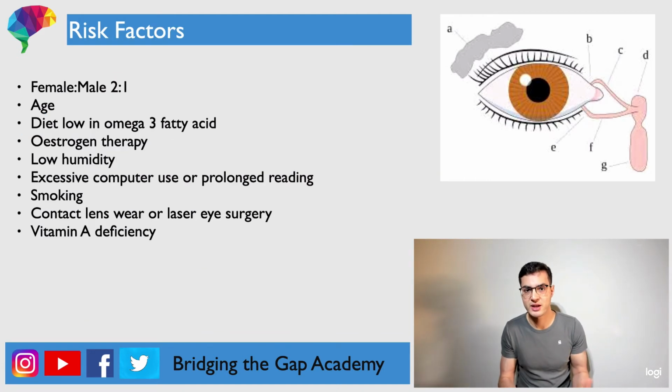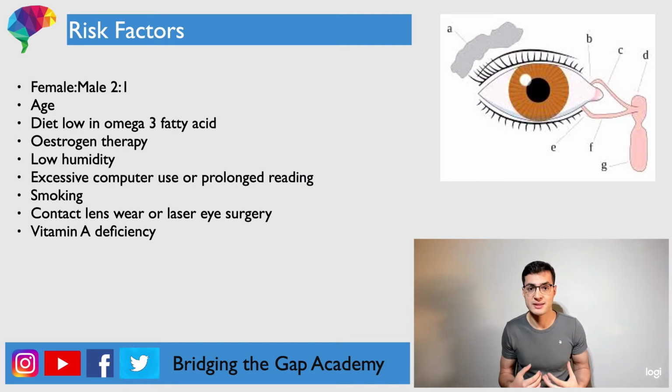What are some risk factors and what are things that we can control? Unfortunately, if you're a female, you have a 2-to-1 ratio of having dry eyes, and there's nothing you can do about that. Obviously, increasing age. Some studies have suggested that a diet deficient in omega-3 fatty acids is a risk factor for dry eyes, and this might be something that you want to supplement in your diet, having some omega-3 fatty acids.